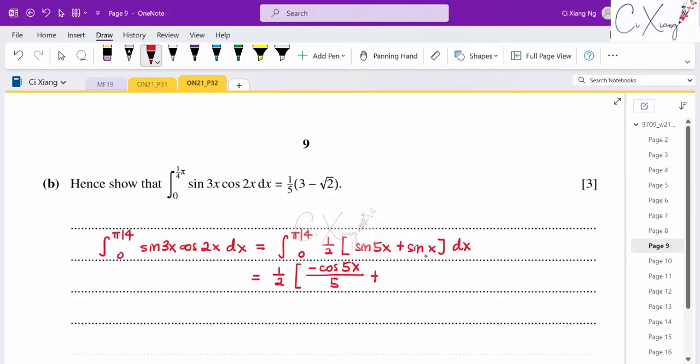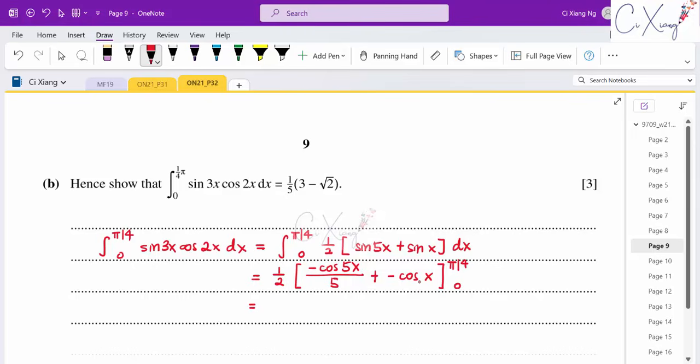Then the same thing happens. Integrate sine x, you have negative cos x. And then divided by the differentiation of x. Differentiation of x, you'll get a 1. Therefore, this negative cos x, you have to divide it by 1. Okay, then I'm having pi over 4 and also 0.